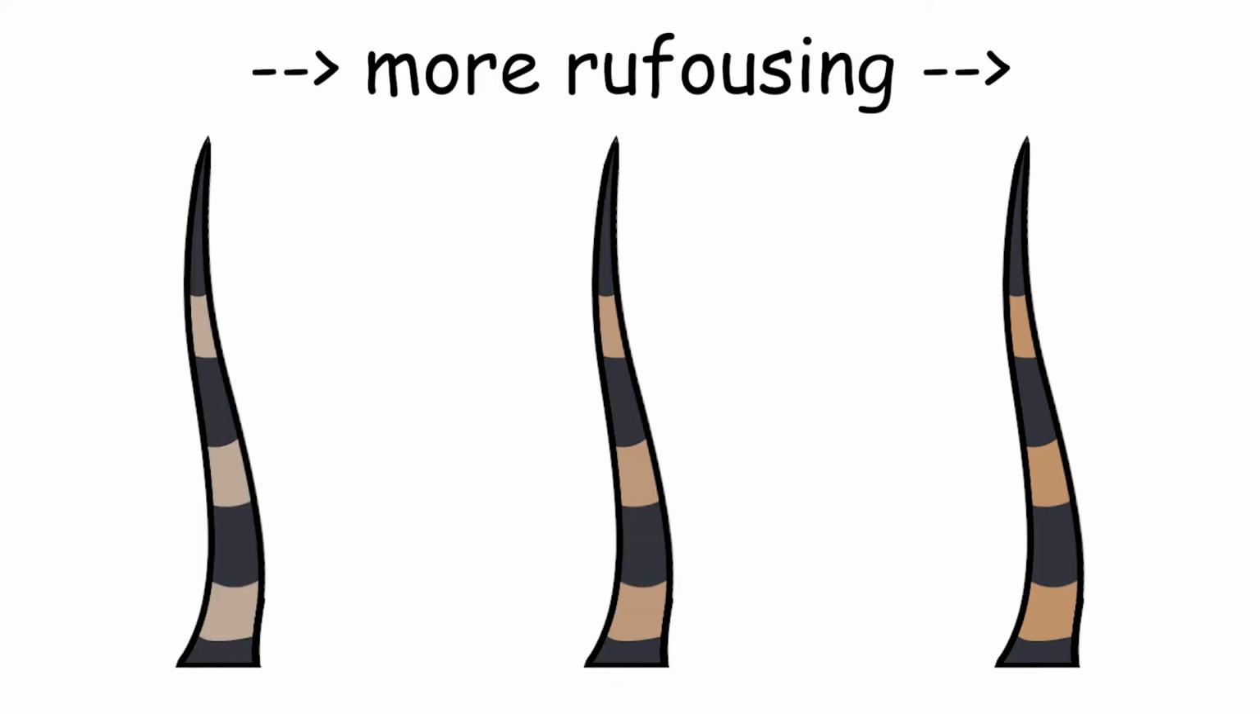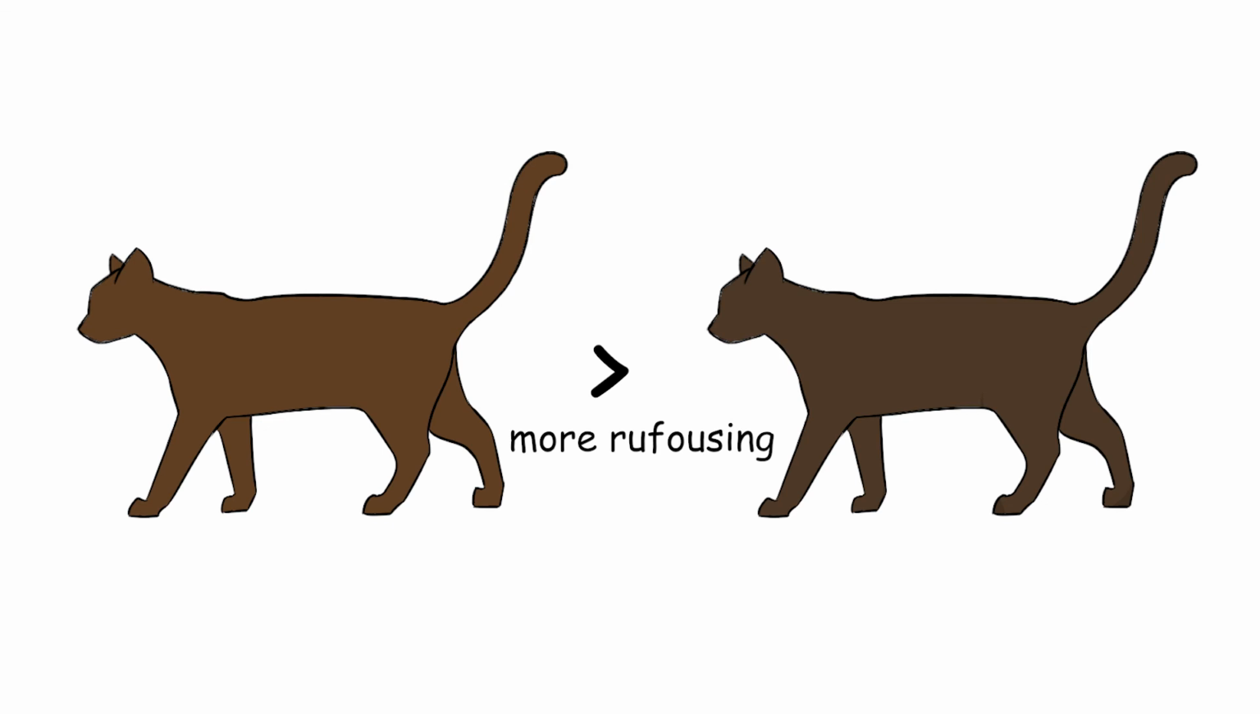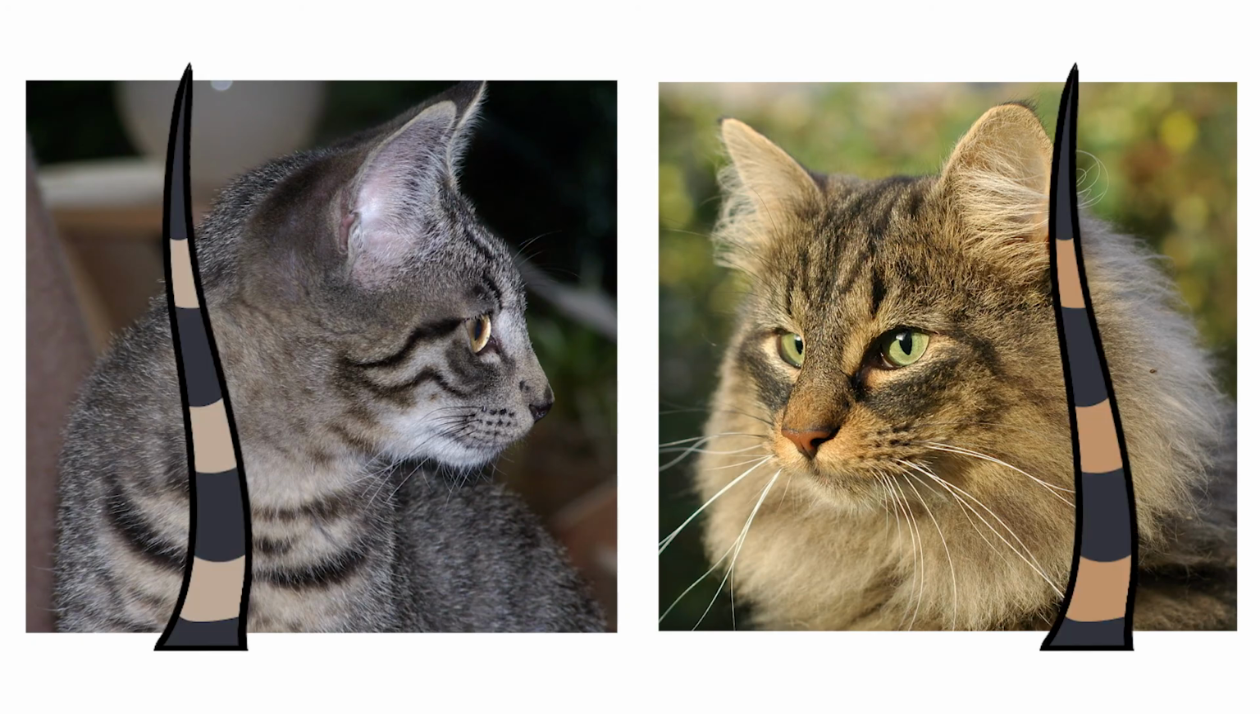Rufousing is just a fancy word for the amount of pheomelanin that a cat has, relative to what you would expect of their base color. A ginger cat doesn't have higher Rufousing than a chocolate cat inherently, but one chocolate cat might have higher Rufousing than another chocolate cat. Take a look at these two cats. One cat looks grayish and the other looks brown. Is one a gray tabby and the other a brown tabby? No, they're both brown tabbies.